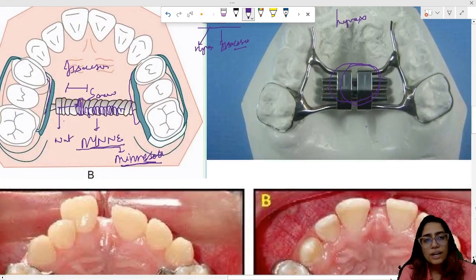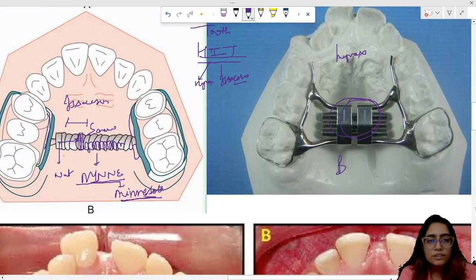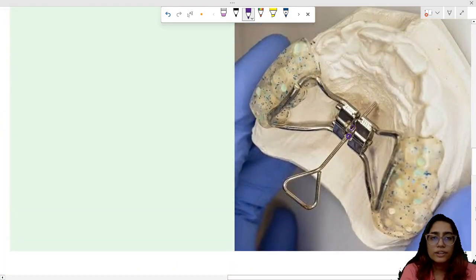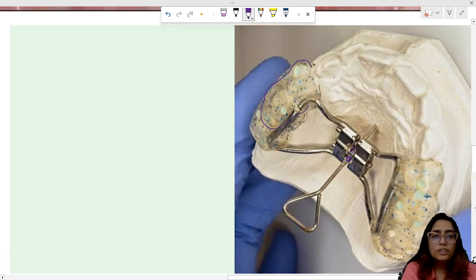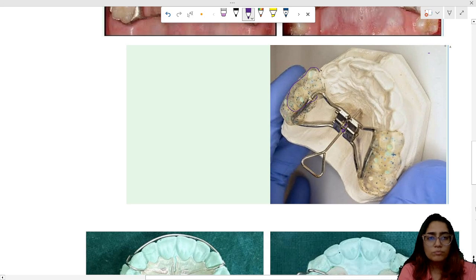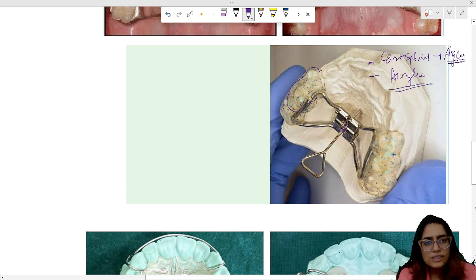Even the Hyrax appliance comes in two forms. It can be either banded like this one, or it can be bonded. Bonded in the sense that there can be some occlusal covering. Now this occlusal covering can be either of cast splint type, or there can be an acrylic covering. The cast splint is usually made up of silver copper alloy, and the acrylic is the normal cold cure acrylic that we use. This is usually 1 to 2 millimeters in size.